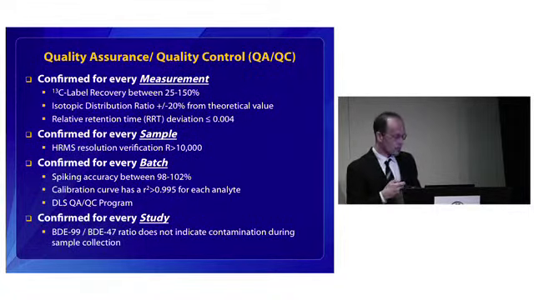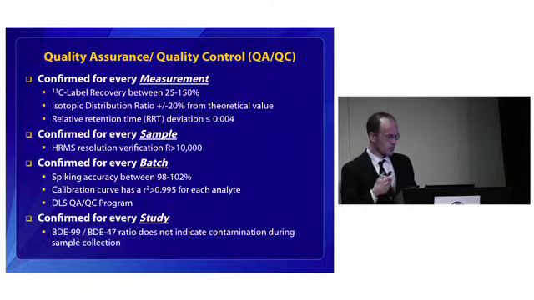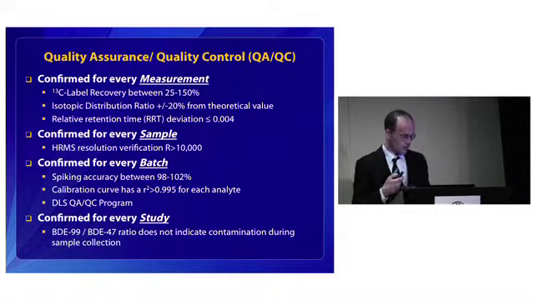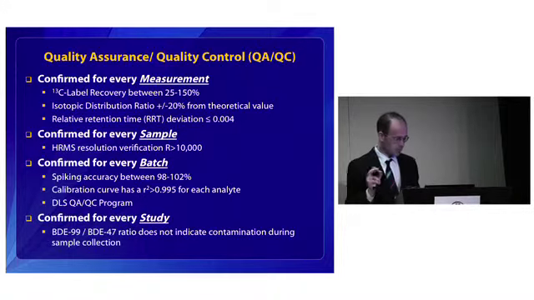So for quality assurance of the methods, we make sure our recoveries are in acceptable limits. We look at isotopic ratios, as Don talked about. We look at relative retention times. We look at making sure the instrument is actually operating at over 10,000 resolution. We confirm for a batch the spiking accuracy. I won't go into how that's been done, but before the sample reaches the instrument, we will know the spiking accuracy by doing some procedures we have.